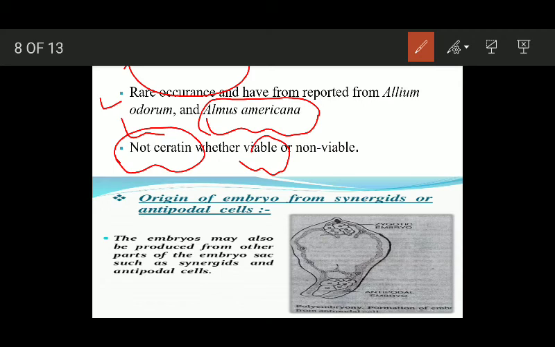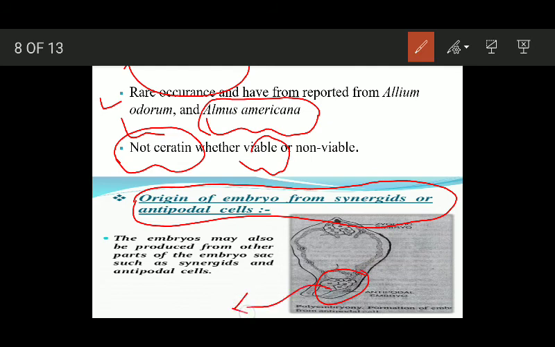The embryos originating from the antipodal cells, it's not sure whether they are viable or non-viable. Here you can see the origin of embryos from synergids or antipodal cells. Here, this is the embryo that has originated from one of the antipodal cells. You can see here, this is the normal zygotic embryo at the micropylar end, and this is the embryo that has originated from one of the antipodal cells.